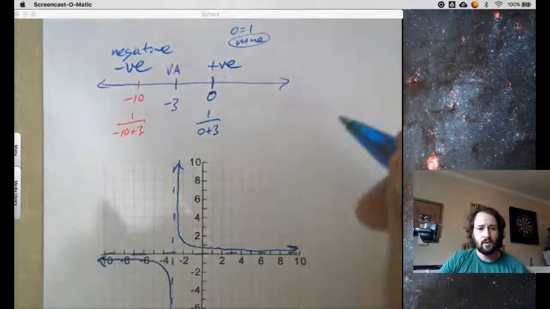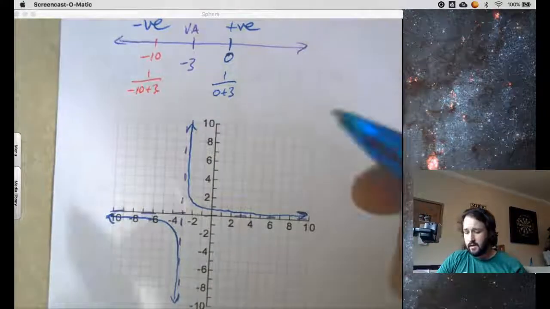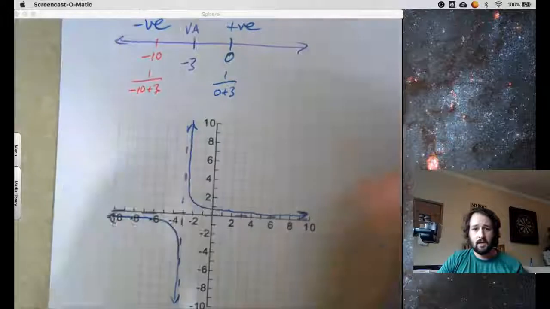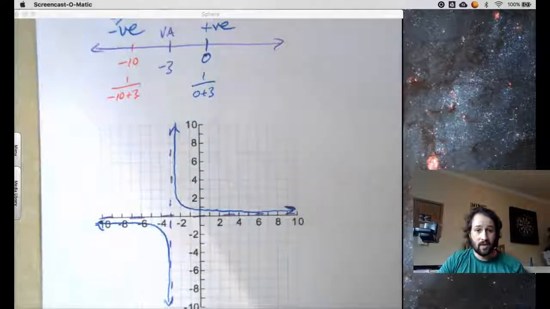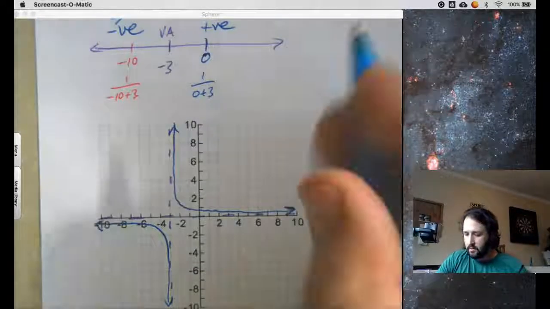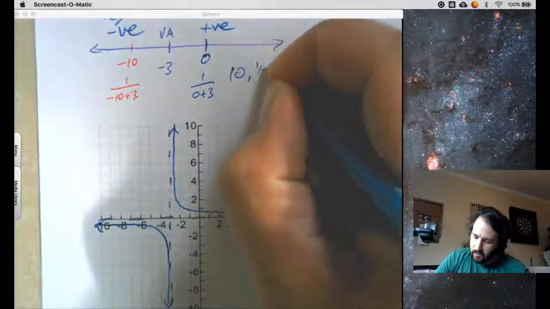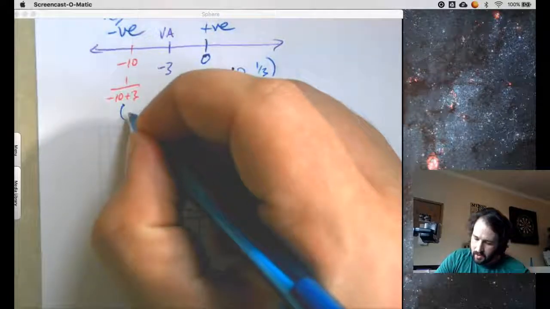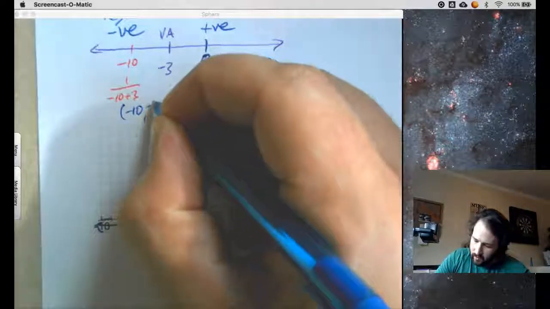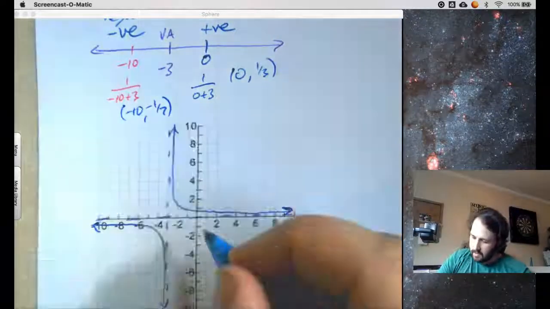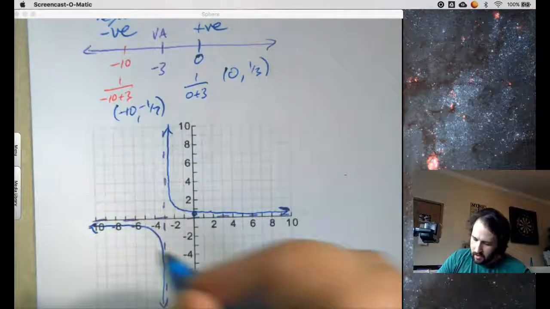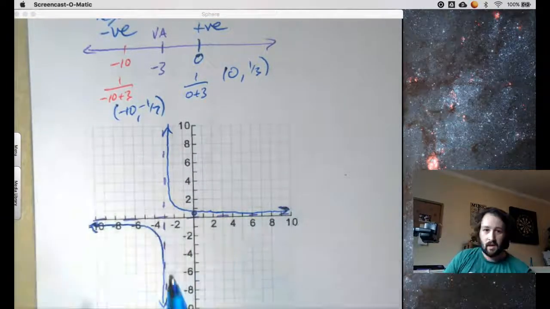All right, so also what I look at, I figure out what my zeros are, and then I graph what I can, my y-intercept, but you'll learn more of that in pre-cal as well. But what I look at is this is the point (0, 1/3). This was the point (-10, -1/7). So I had (0, 1/3), and I had (-10, -1/7).